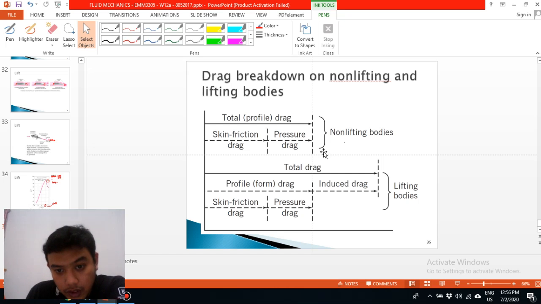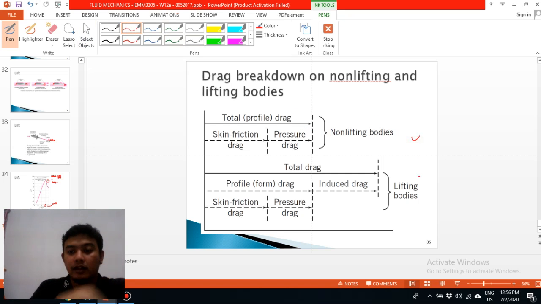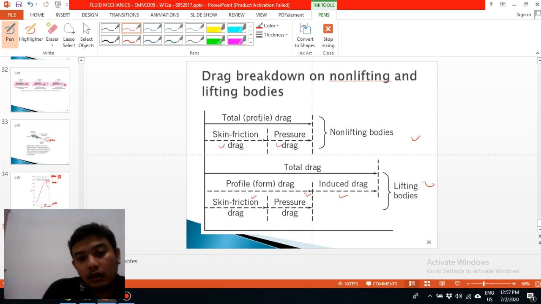Okay, so this figure shows a non-lifting body and lifting bodies. In non-lifting bodies, the total profile drag happens due to skin friction drag and pressure drag. Meanwhile, for a lifting body, there is the effect of profile form, which is skin friction and pressure drag. We also add up an induced drag. So the total drag for a lifting body includes induced drag, but the total drag for a non-lifting body has no induced drag. Okay, thank you.